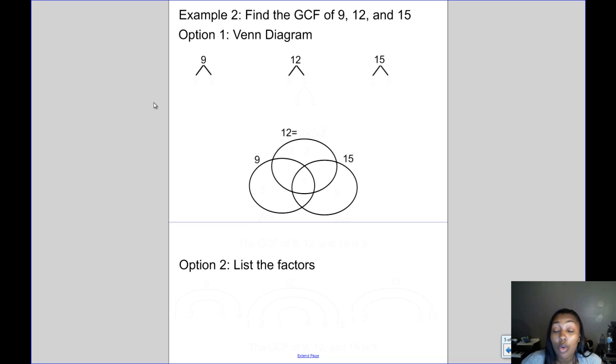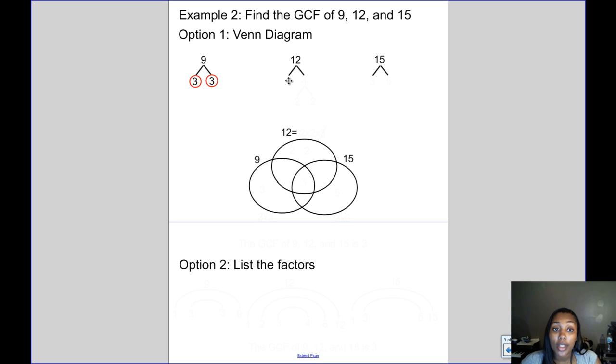So I have to think, well, what multiplies to give me 9? Well, I know 3 times 3 multiplies to give me 9. And again, I ask, is 3 a prime number? And we know that yes, 3 is a prime number. And since we circled both of the 3's and there's no other branches, then that's the prime factorization.